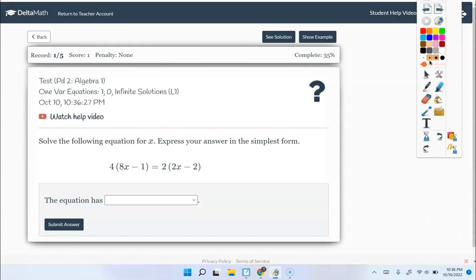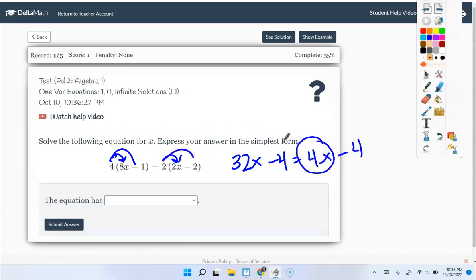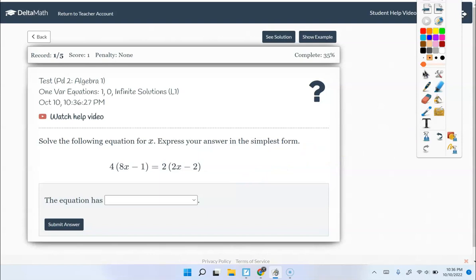Let's take a look at our next one here. 32x minus 4 equals 4x minus 4. See these? These x values are different, so we will have an answer. We will have one solution and only one solution.